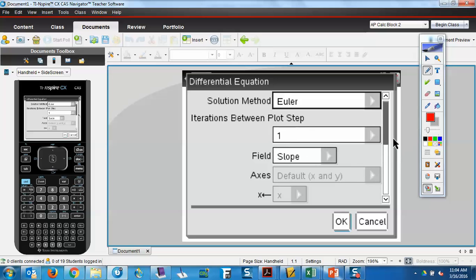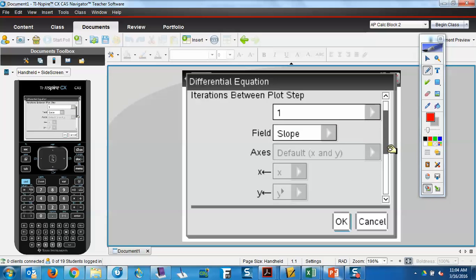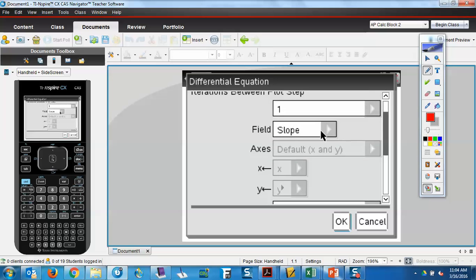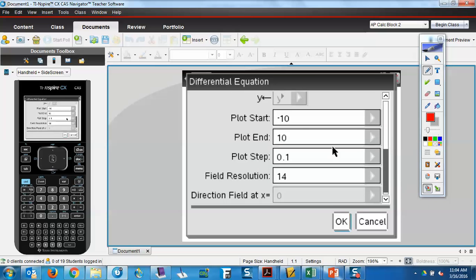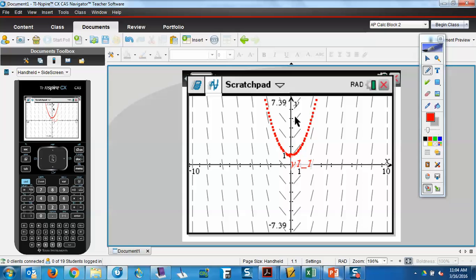This, leave the same. You really won't have to go to this ever again, probably. Slope field, we'll just leave that. The plot start, plot end, the plot step, field resolution, 14. If yours all say that, you're good, and we probably won't have to go in here again. Okay? All right, but I just wanted to show you how it says we're doing Euler's method. Now, notice there's just a series of dots here. And I think I told you this last time when we did differential equation. Your calculator is really not solving this and graphing the x squared plus 1. It's plotting a bunch of points.